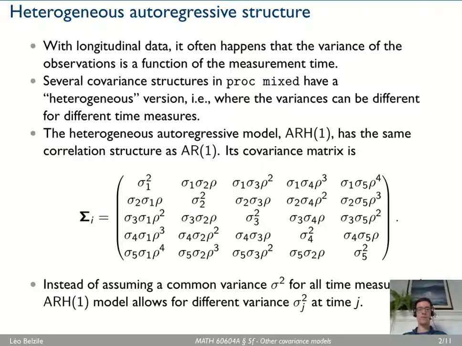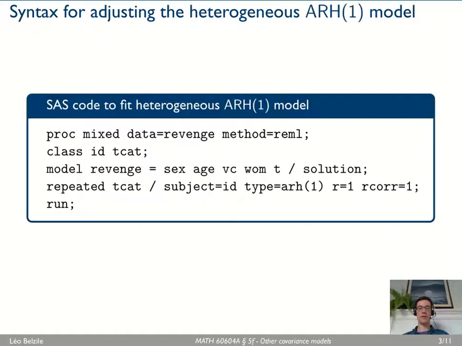Here, rather than have just one sigma square, I would have 5 variance parameters, sigma 1 square to sigma 5 square. The correlation is still rho, but the covariance entries are now sigma 1, sigma 2 rho. This is the so-called heterogeneous autoregressive ARH1 model. There's a similar model for compound symmetry, the heterogeneous compound symmetry, which is really SAS notation. Of course, I can get back the AR1 model by setting all the variance parameters to be equal.